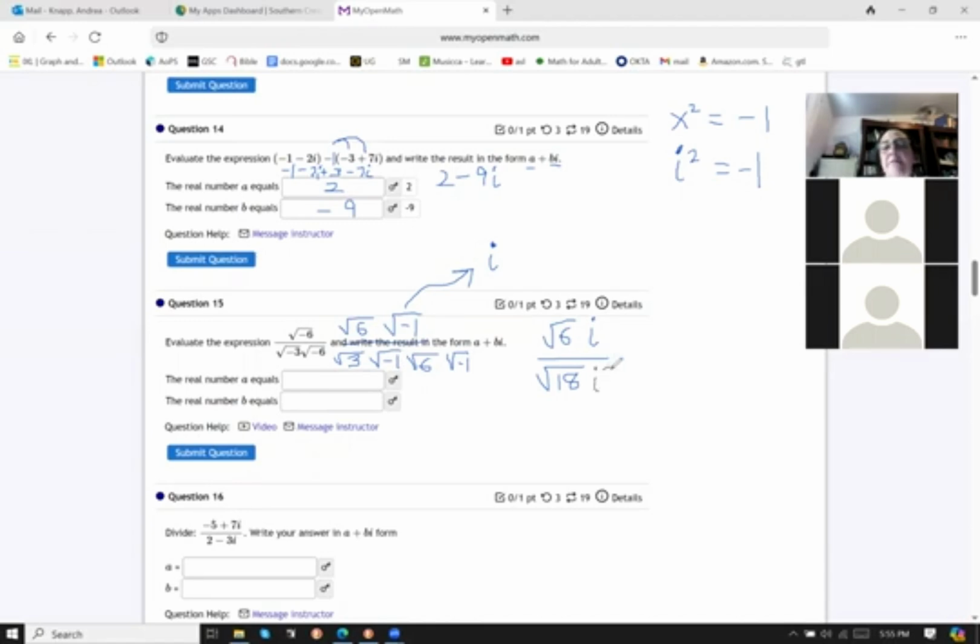Now, it might be tempting to cancel out your I and your I squared, but you can't do that. When you have an I squared, you need to replace it with negative 1. Same way over here. It might be tempting to cancel those I's out here, but you don't do that. First multiply them, get your I squared, then replace the I squared with a negative 1.